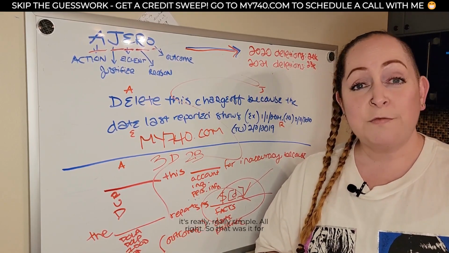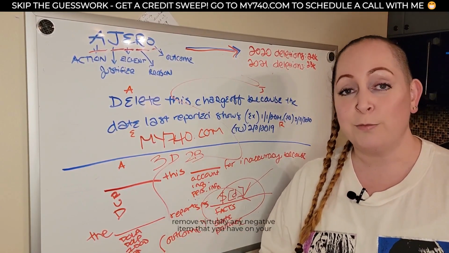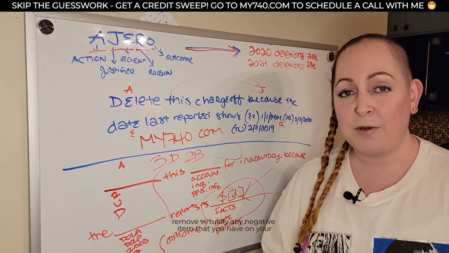So that was it for tonight on the easiest way to understand the Agero formula to remove virtually any negative item that you have on your credit report.